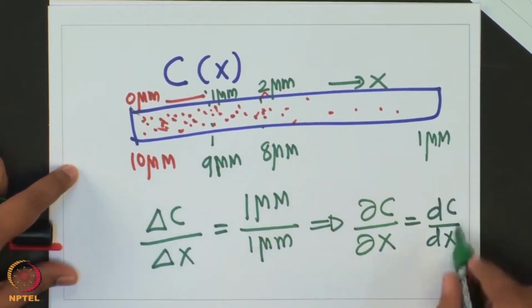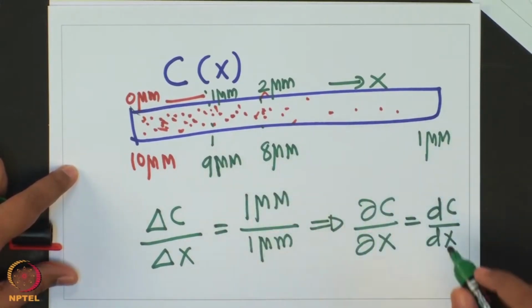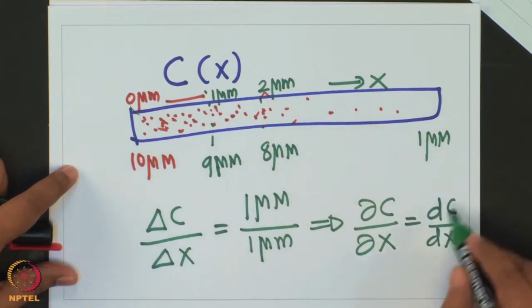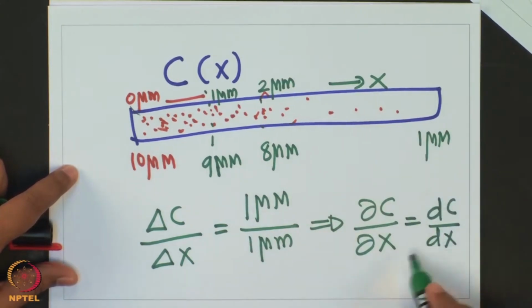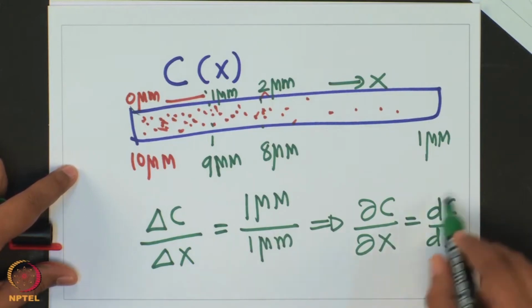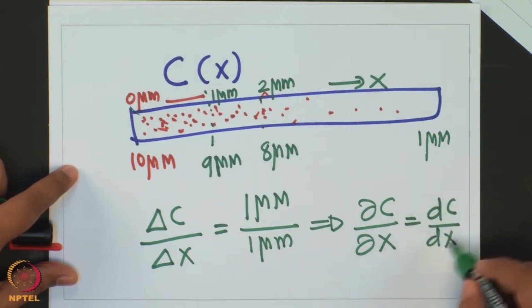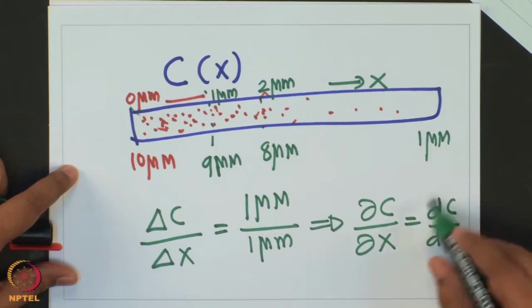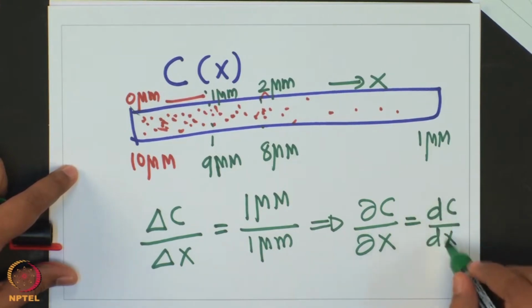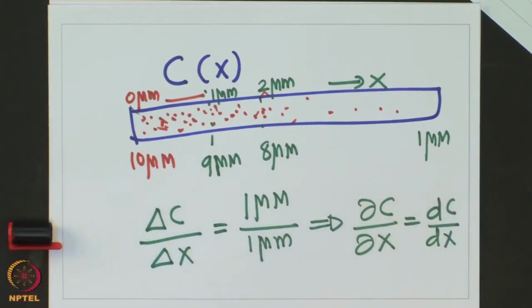So I would use dc by dx here. I neglect time and other things and only assume that it is changing along x, and the only variable is x. Therefore, this is dc by dx. The dc by dx is the change in concentration, and we mathematically represent the change in concentration as a derivative, dc by dx. As I go along x, the concentration changes. So that is what this dc by dx means.